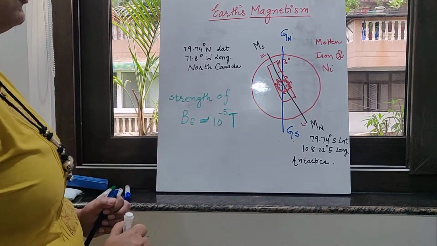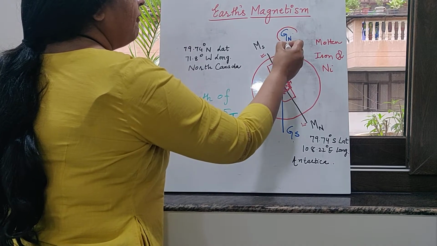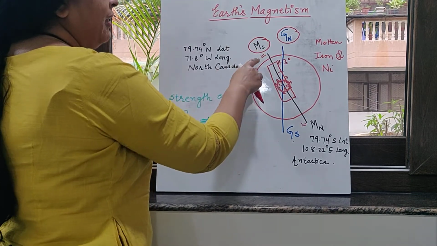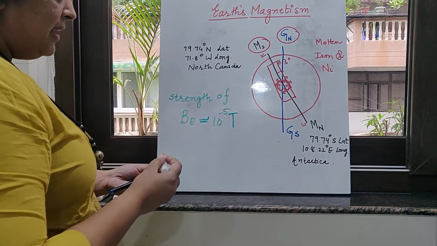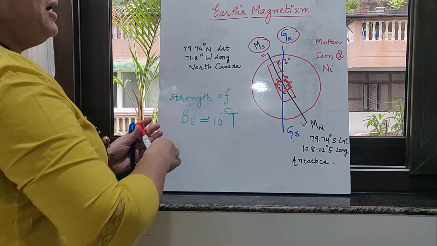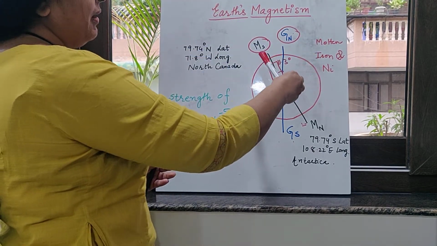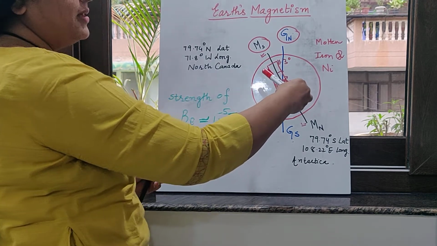And you should also observe this carefully, that I have drawn geographic north here and this is magnetic south. Means that we have a magnetic south pole here. And that is the reason why when you suspend a magnet freely and it aligns itself, we say that it aligns itself in the geographic north-south direction.